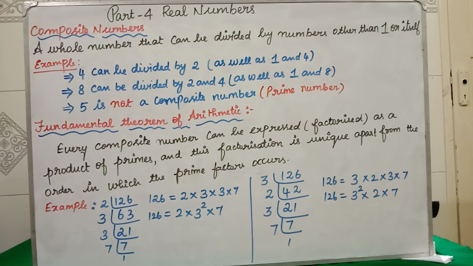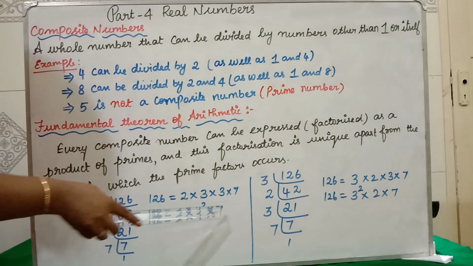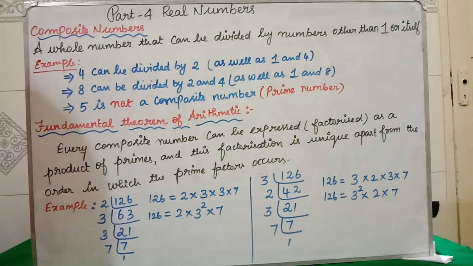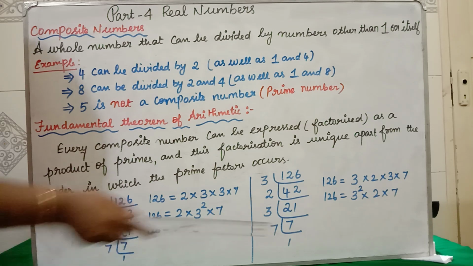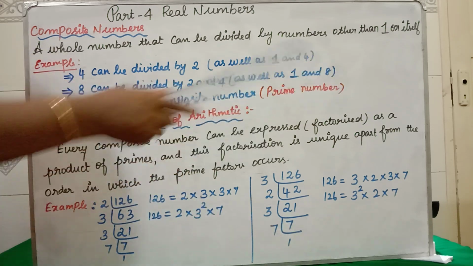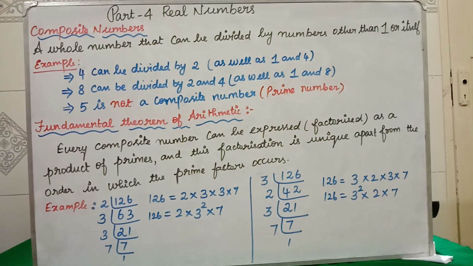That is what this fundamental theorem says: every composite number, and this 126 is a composite number, can be expressed as a product of primes. Everything here is a product of primes, and this factorization is unique. Both are the same, apart from the order in which the prime factors occur. The order can be changed but the number is the same. That is what they are saying in the statement of the fundamental theorem of arithmetic. Clear to all of you? Now shall we enter into exercise 1.2?